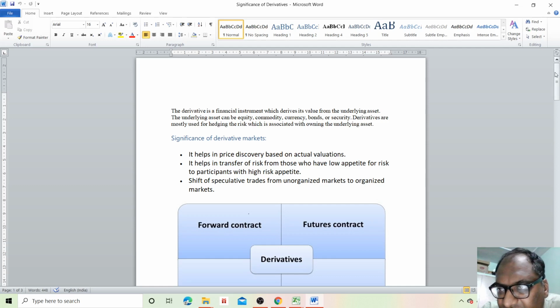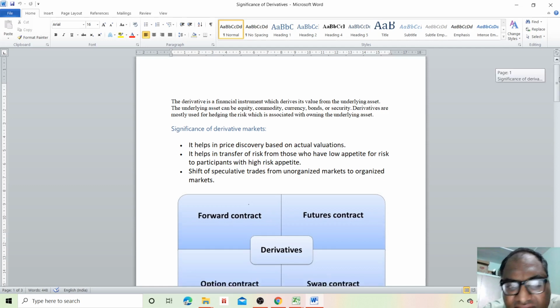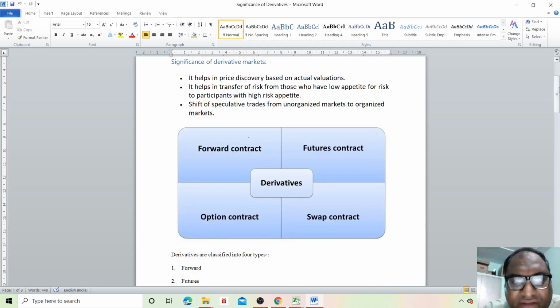Now, this was the meaning of derivative market we have seen several times. Now, significance of derivative market. It helps in price discovery based on actual valuations. It helps in a transfer of risk from those who have low appetite for risk to participants with high risk appetite. Shift of speculative trades from unorganized market to organized market.